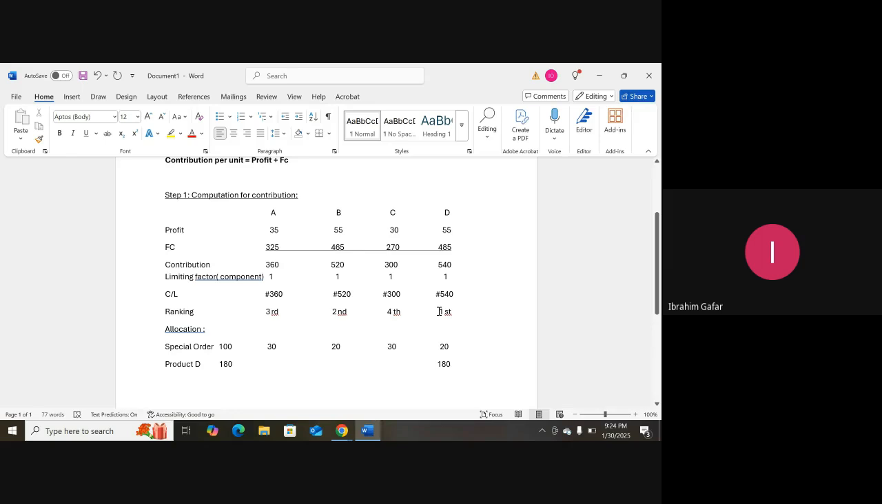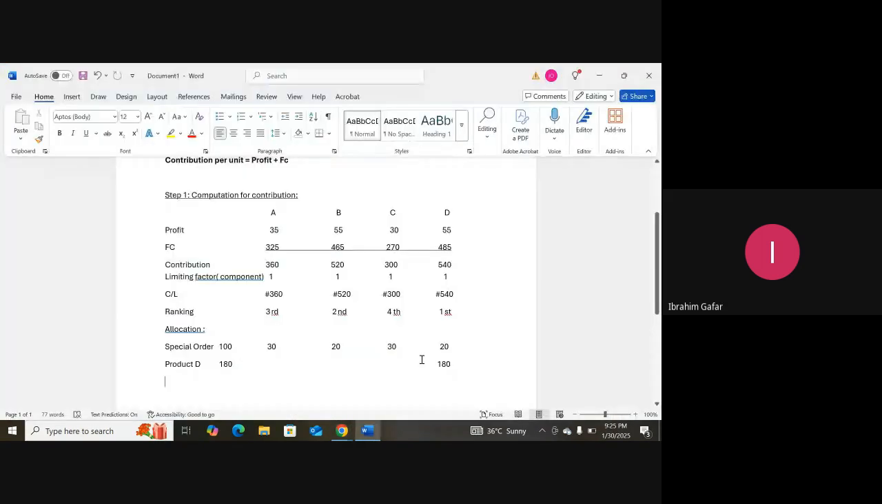The person that takes the first rank, the highest rank, is product D. Product D deserves the first ranking. Then the total demand for product D is 200, because the special order in product D is 20. But they said that 20 is 10% of the total demand. If 10% can give you 20, what is the total demand? It is 200. Is it clear?